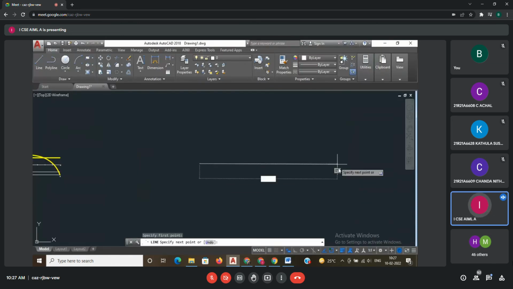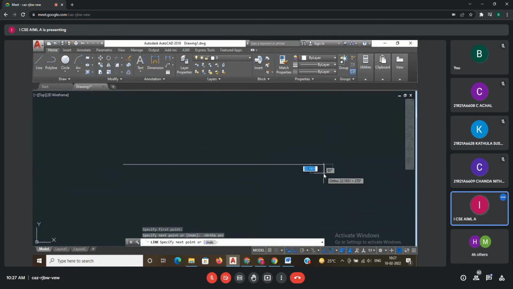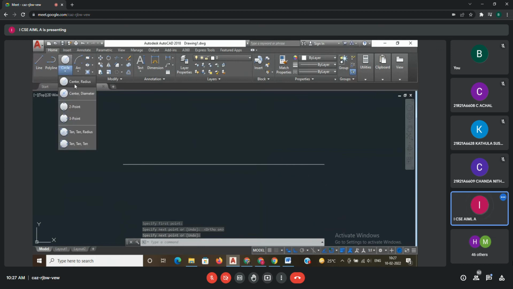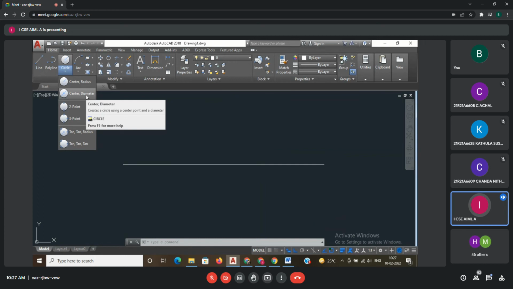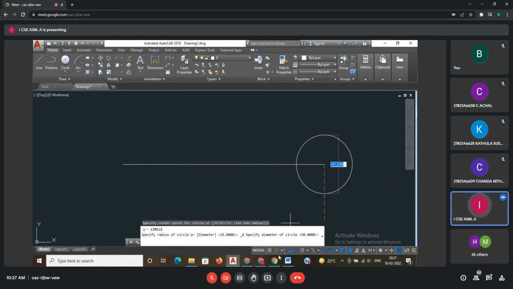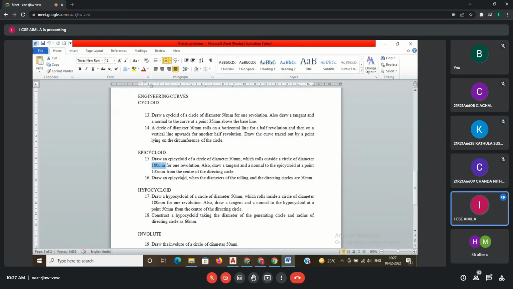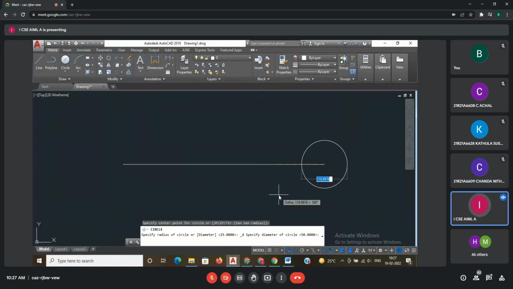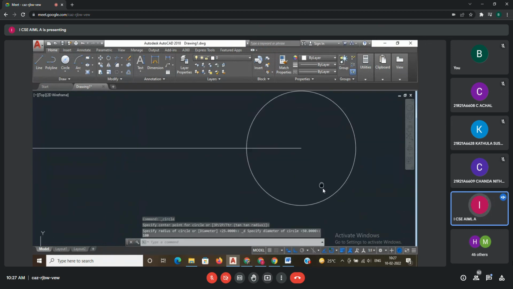First, I will draw one horizontal line, a rough line. Please observe here, this is the main point. Then I will go with the center and diameter, because both are given diameter-wise. First, I will select the center at this point, and the diameter is 180. Here, the larger circle diameter is 180, that's why I will go with 180. Okay, now it is 180 diameter.